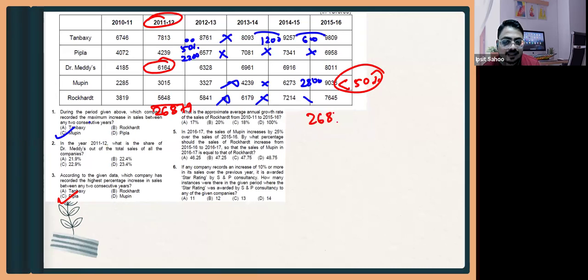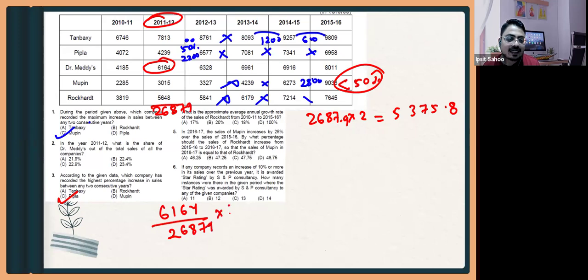Double of 2687.9. So that is going to be how much? 5375.8. You can directly do this: 6164 divided by 26,879 into 100. Just calculate this and it will give you 22.9. But how can you do this with approximation? Just calculate 20%. So this is 20%.